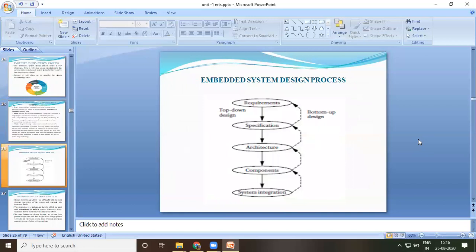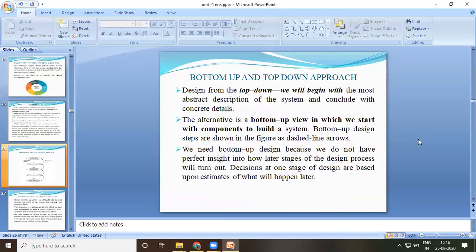The embedded system design process consists of requirements, specifications, architecture, components, and system integration. For these five steps, we follow this design process. There are two types of process. The first is the top-down design process. The second is the bottom-up design process. The top-down design process begins with the most abstract description of the system and concludes with a concrete system with concrete details. The second is the bottom-up view, in which we start with the components to build a system. We need bottom-up design because we do not have perfect insight into how later stages of the design process will turn out.